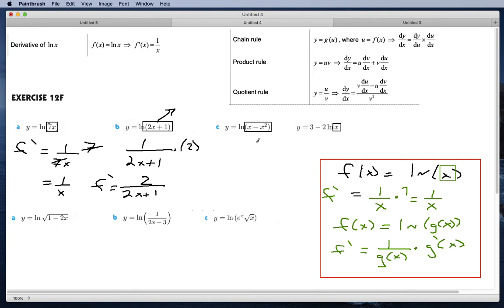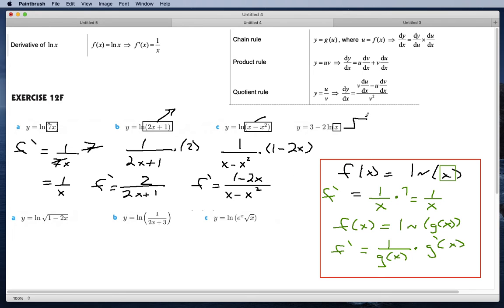Let's take a look at the next one. Deriving again, we're going to have 1 over the block, and that's going to be chained onto the derivative of the block, so I'm going to derive this. The derivative of x is 1, and if I derive 2x squared, I will get 2x. And then we can rewrite this as 1 minus 2x all over top of x minus x squared. So there's my derivative for my third one.